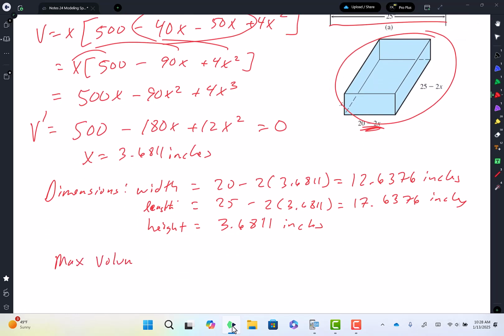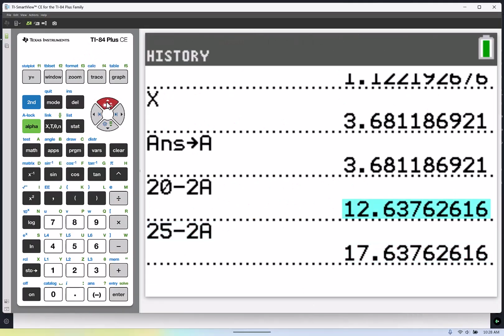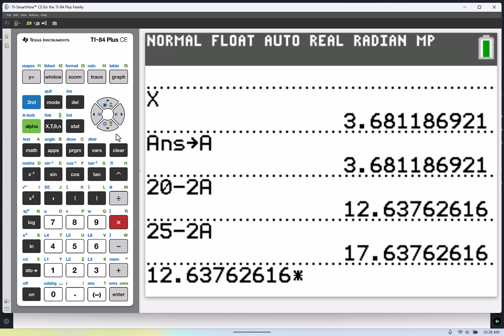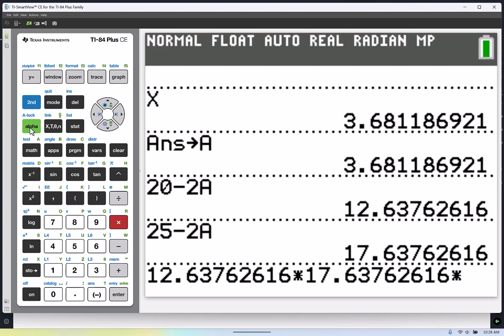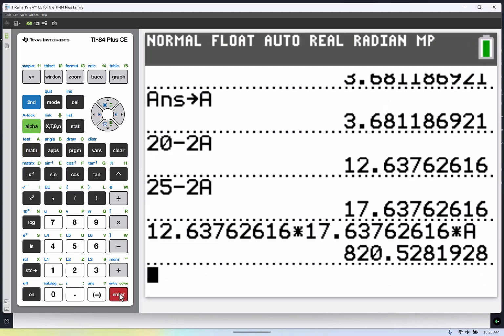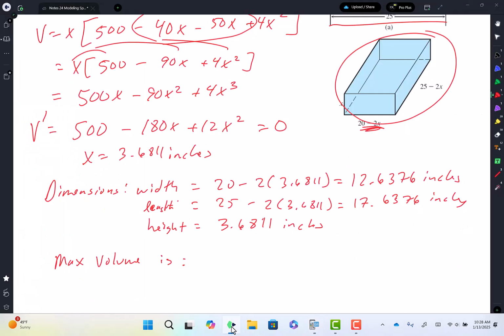And then the volume is just multiplying. Max volume is, and then just multiply all three of those. So I'm just going to take my calculator. Yeah, it is heavy on the calculator, guys. So I'm just going to go this guy times the 17 times alpha A. I already had it in here as A. 820.528 cubic inches. There it is.